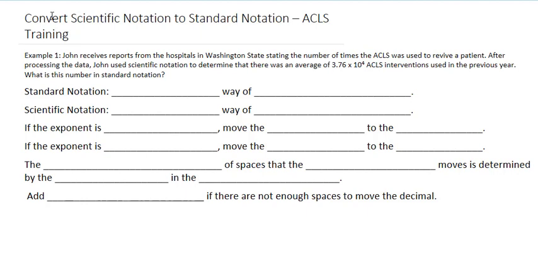So, standard notation is the normal way of writing numbers. Scientific notation is the shortened way of writing numbers.